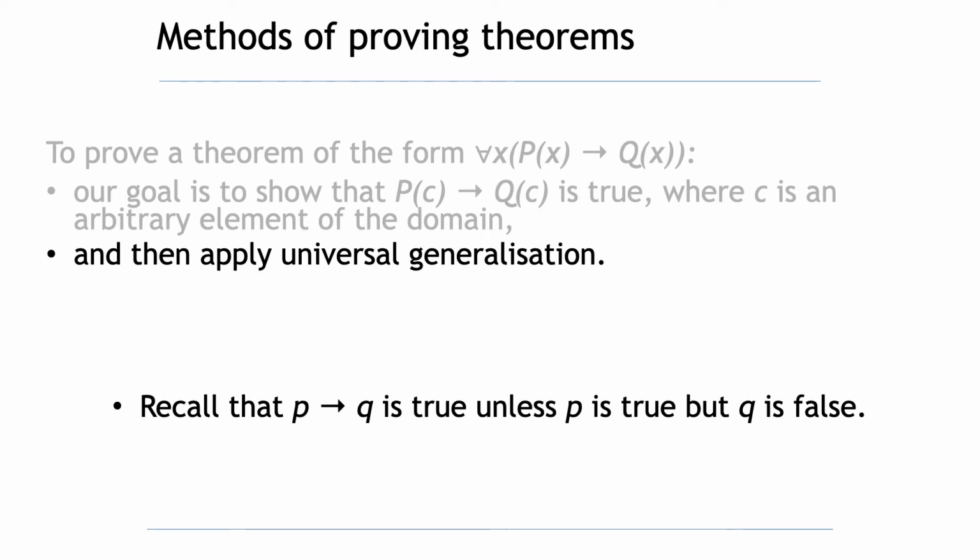Recall that P implies Q is true unless P is true but Q is false. Remember that? We saw that when we studied the truth table for the conditional statement. If you don't remember that, you can go back to the video on the truth table. I'm going to leave the link below in the description.